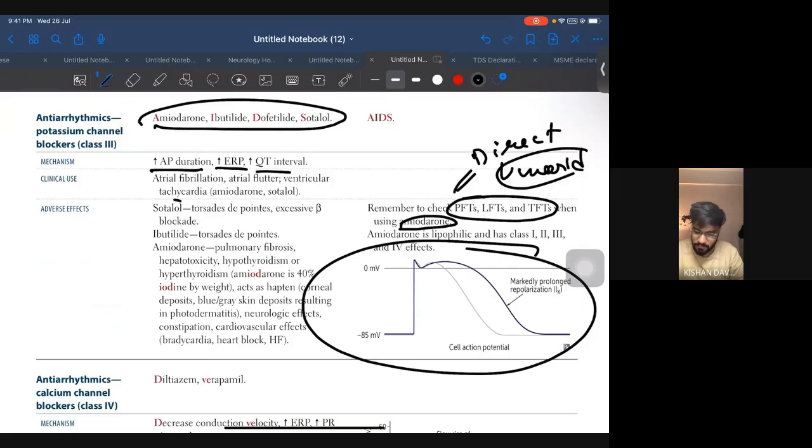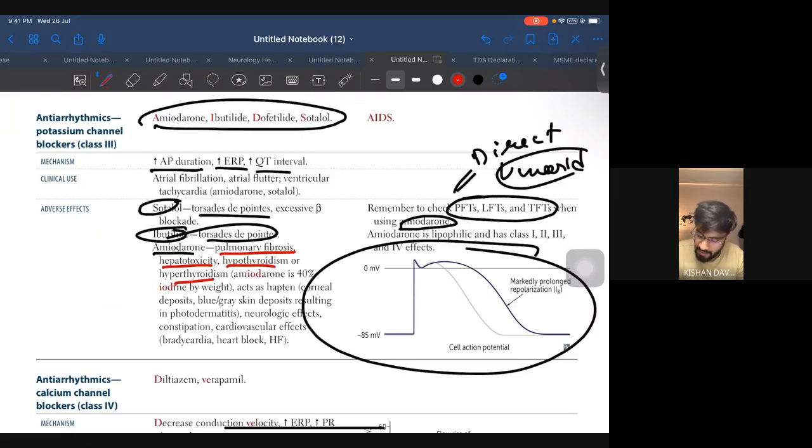Adverse effect: sotalol and ibutilide cause torsades de pointes. Now you have to remember about amiodarone: pulmonary fibrosis, hepatotoxic, thyroid disorder. Then another one is blue gray skin deposit resulting in photodermatitis. So here, blue gray.